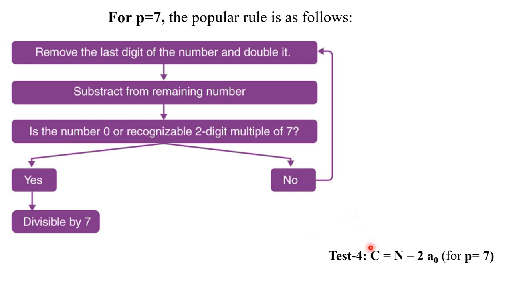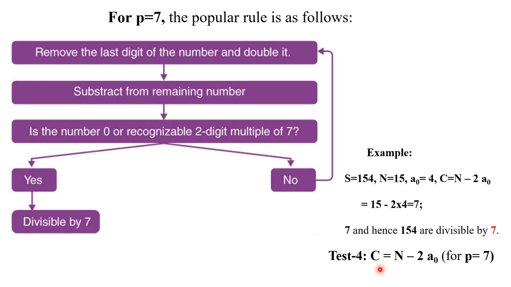That means, mathematically, more precisely, we are defining c as n minus 2 a0, where n is the truncated number from s that you get after dropping the last digit a0, and we subtract twice a0 from that truncated number n, and if that is divisible by 7, then s is divisible by 7.